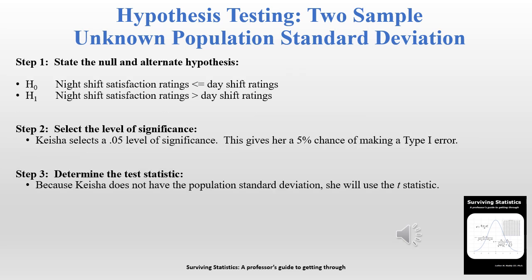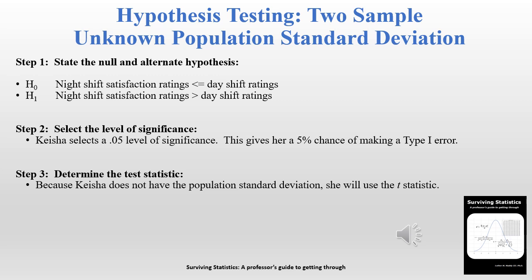All right, to get the process started, Keisha is going to go through the 5-step hypothesis testing procedure. And step number 1 is to state the null and the alternate hypothesis. The null hypothesis, remember, is what's assumed to be true, the status quo, and that the night shift satisfaction ratings are less than or equal to the day shift. Her alternate, the one she's really wanting to test in this case, is that the night shift satisfaction ratings are greater than the day shift.